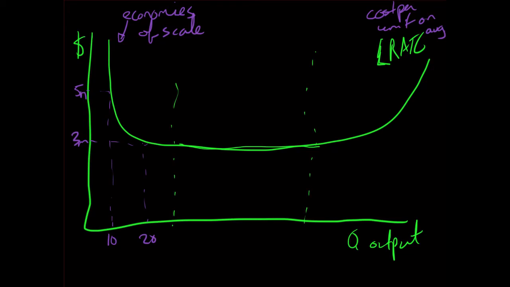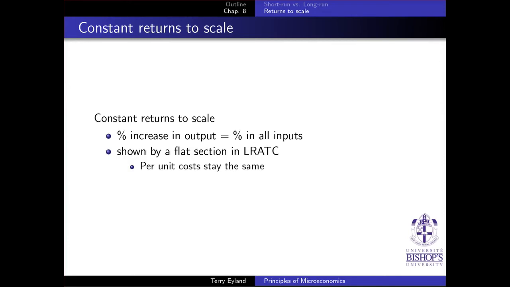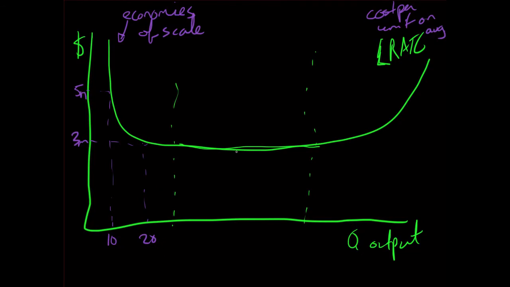The second segment over here refers to constant returns to scale, where if I double my inputs, it will lead to doubling of my outputs. So the per unit costs stay the same in this context. So here I have constant returns to scale.